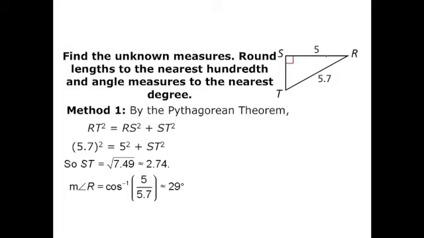So remember your SOHCAHTOA rules. If I'm dealing with adjacent and hypotenuse, then we're dealing with the CAH part of SOHCAHTOA. So you have cosine is adjacent over hypotenuse. So my setup here is going to be that the adjacent over the hypotenuse, 5 over 5.7. Well, in solving for R, I'm going to take the cosine inverse of 5 over 5.7, which is right here.